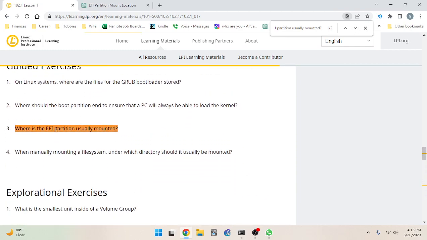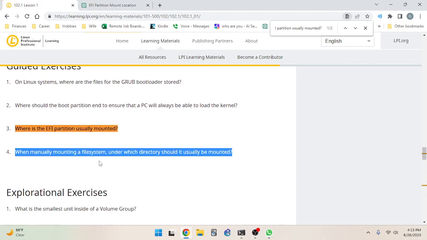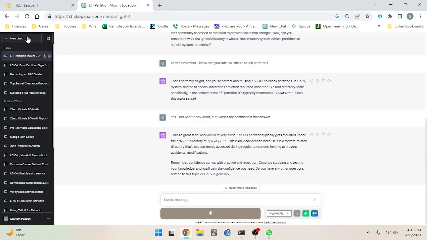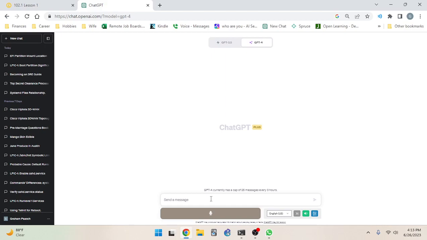Alright, so the next guided exercise. When manually mounting a file system, under which directory should it usually be mounted? And I'm going to do /mnt is my answer. But let's do the Socratic method. So act as my LPIC-1 tutor, use the Socratic method to teach me the answer to this question. Okay.